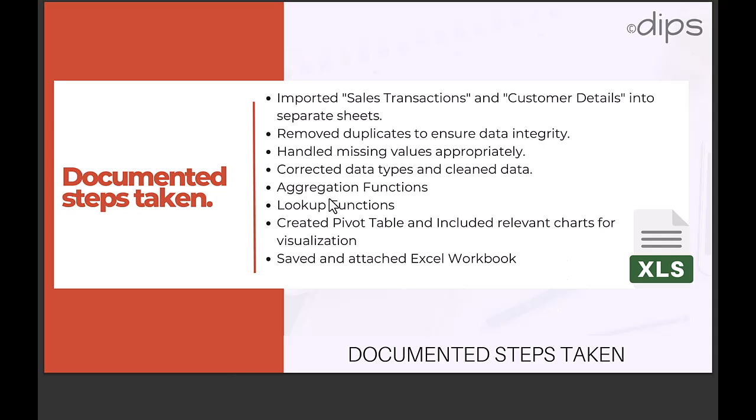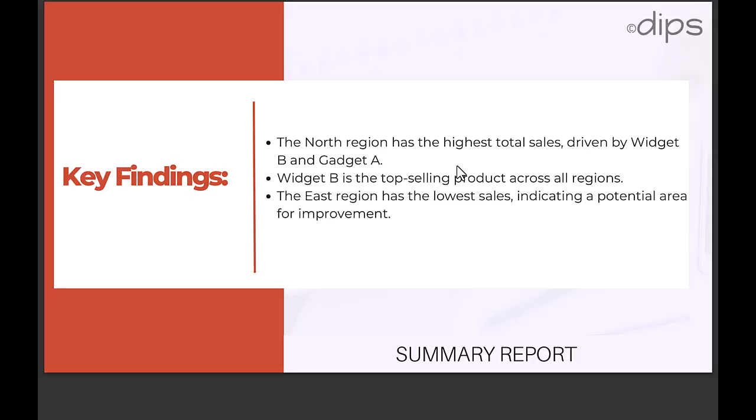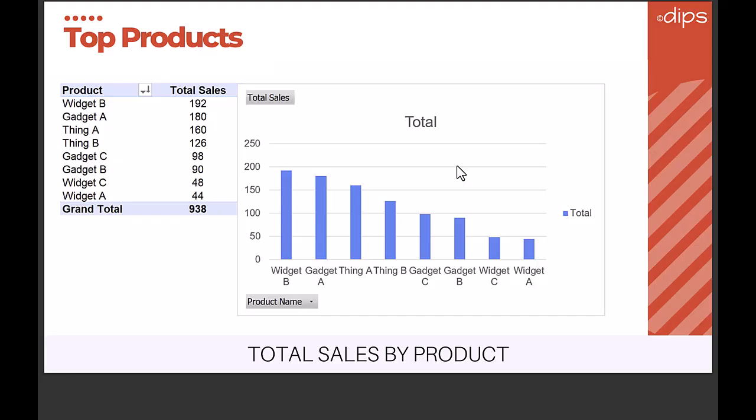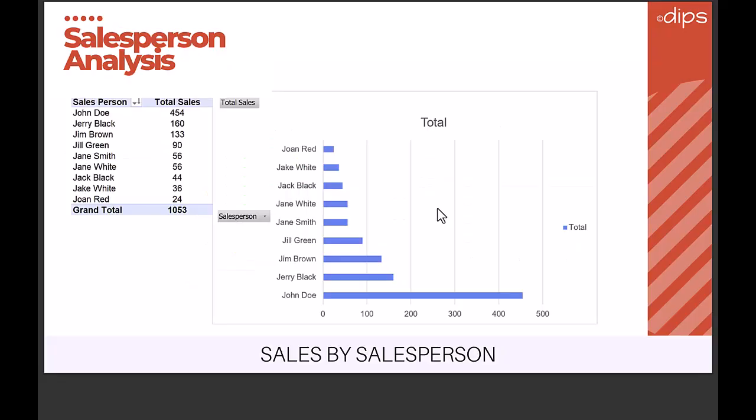With our documentation in place, we can now focus on summarizing the key outcomes of our work. This summary report will highlight the most significant findings, actionable recommendations, proposed strategies, and suggested improvements that can guide the next steps. Our analysis revealed that the North region has the highest total sales, driven primarily by Widget B and Gadget A. Widget A emerged as the top-selling product across all regions. However, the East region showed the lowest sales, suggesting an area that could benefit from focused improvement.